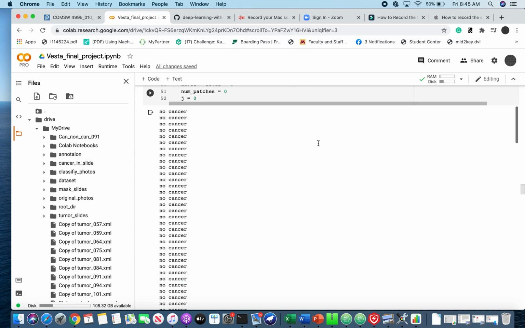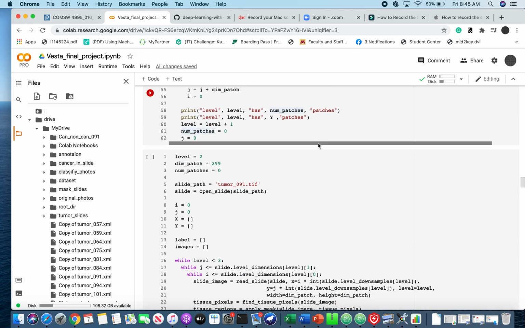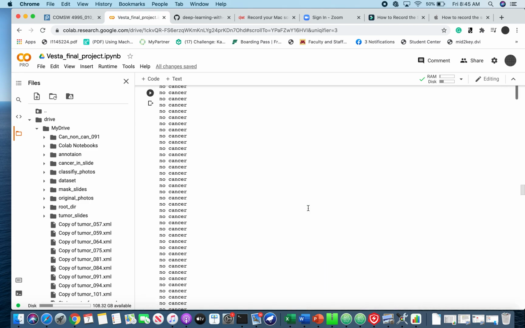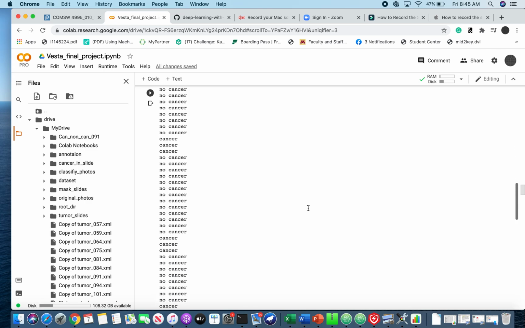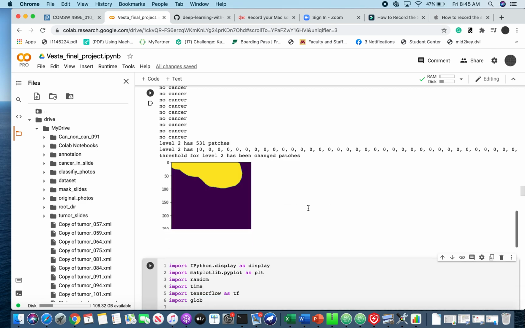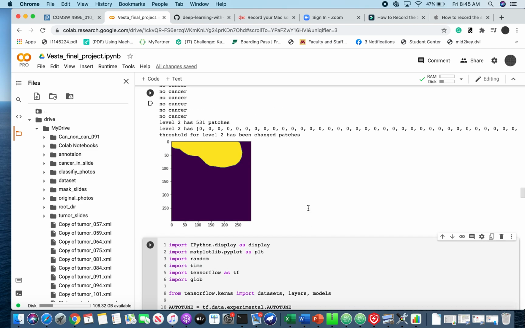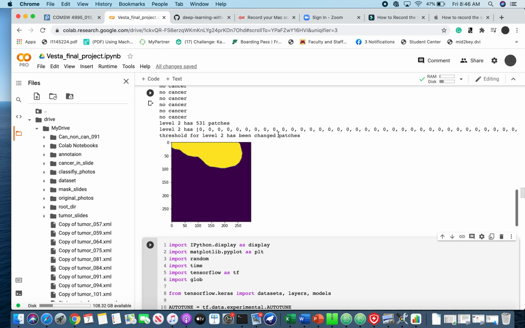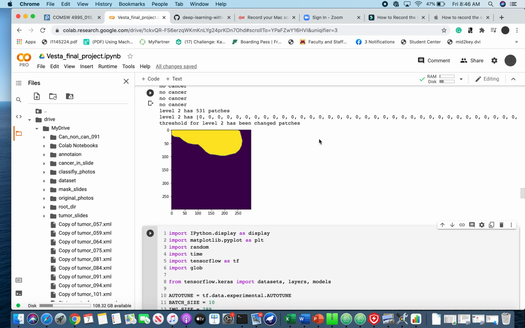But what I found out was when I did it between level 2 and 3, there were lots and lots of misses. It did not detect a lot of cancer. It took a while to be able to see, and it was just a few that I was able to get out of the 531. If you look in the array, you will see lots of zeros representing there was no cancer, and there was no mask to match that.